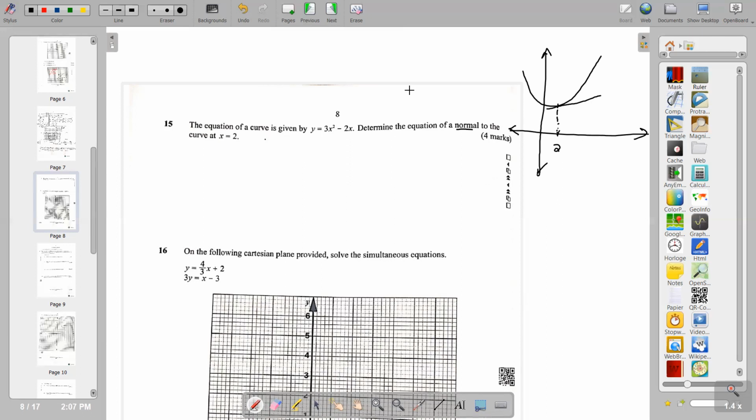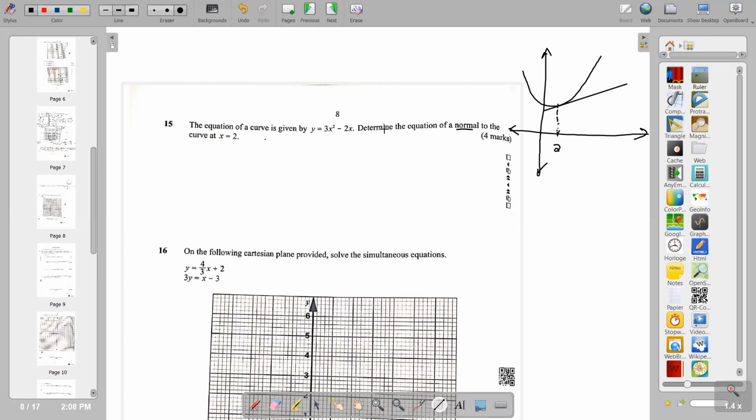But now in form 4, you're supposed not to use a formula. There's a way you're supposed now to find the gradient of a tangent at a particular point. And that is differentiation. Now here in form 3, you're going to draw a tangent, and then you're going to find the gradient of this tangent.